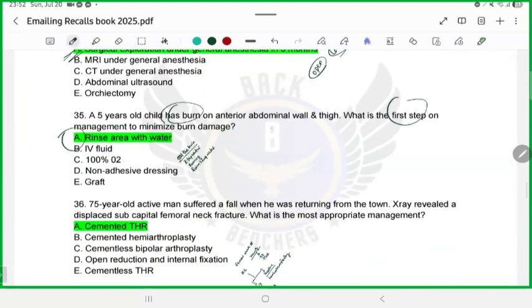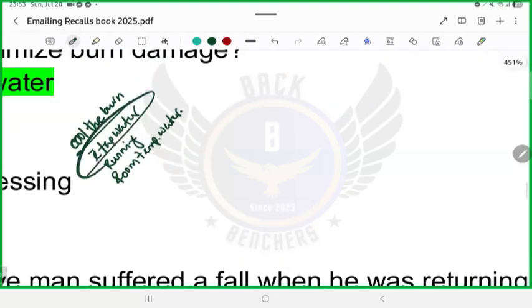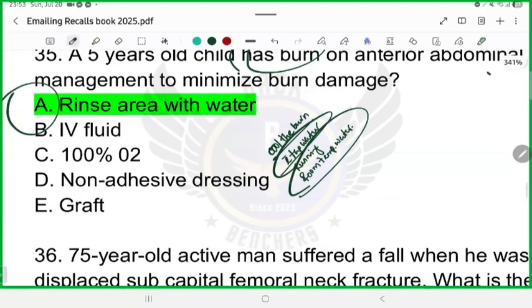35-year-old child has burn on anterior abdominal wall and thigh. What is the first step? Remember, anytime there's a burn, the first step is cool the burn. Cool the burn with tap water, running tap water, and room temperature water. Remember it by your heart.